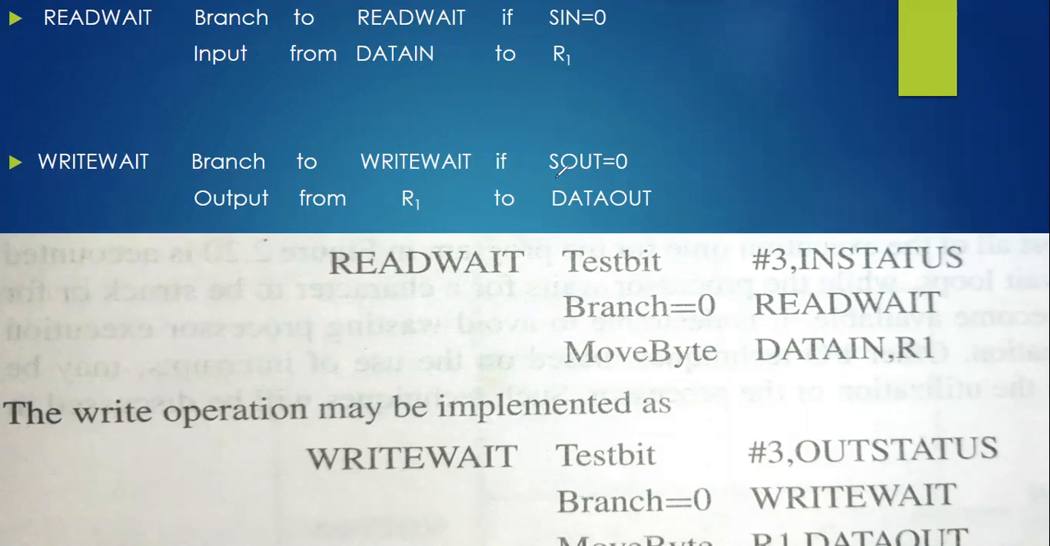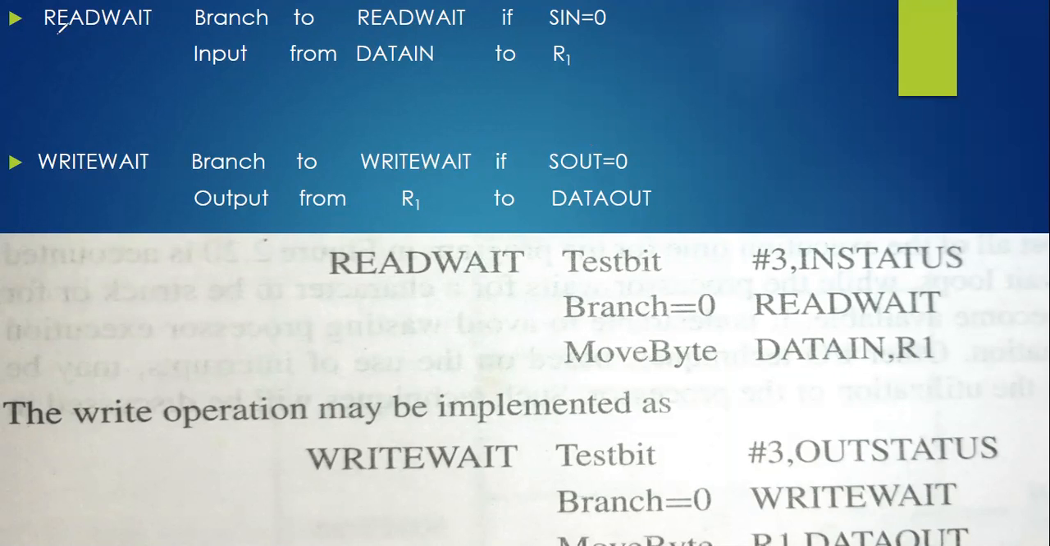We are labeling this condition as write wait. Branch to write wait if S out is equal to 0. When will S out be equal to 0? If the output unit is already busy displaying some other content, then S out will be set to 0. If this condition is true, then we need to go for write wait.